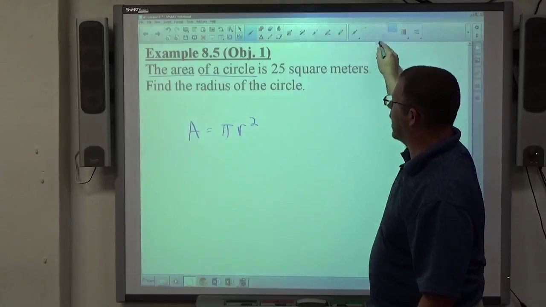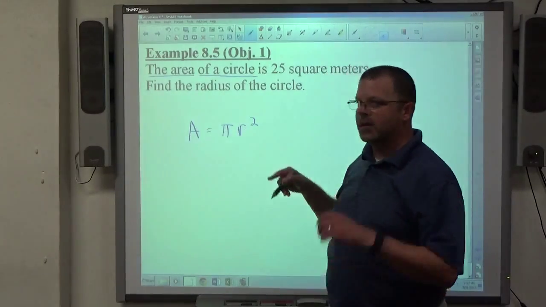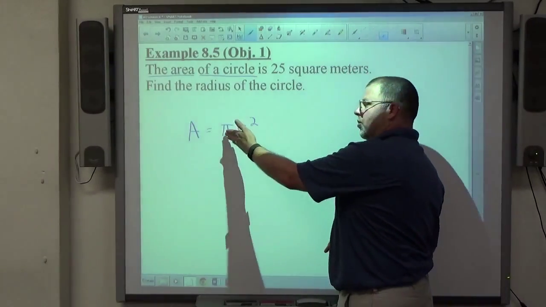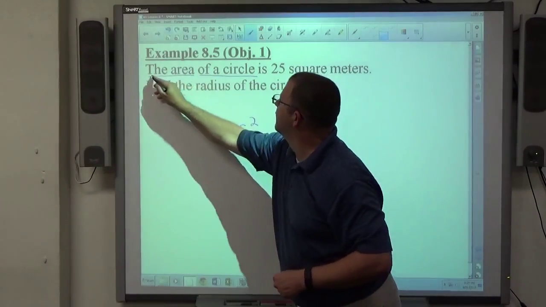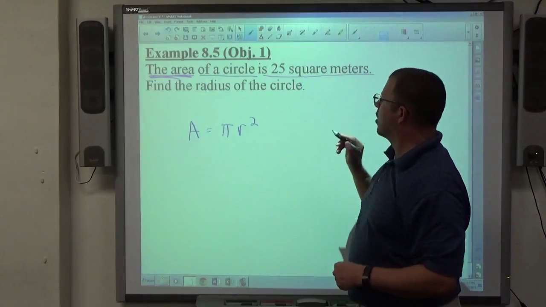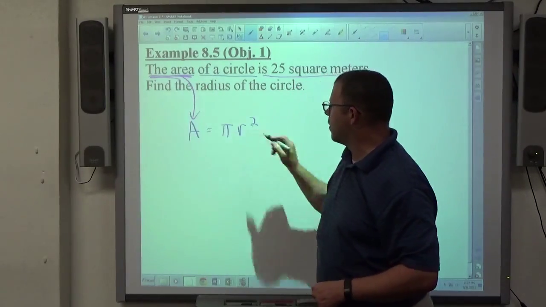There's two variables in that equation. There's the area and the radius. Typically, you get the radius, so you just have to evaluate pi r squared. But in this case, they tell us the area is 25 square meters. So they're telling me what the area is, not what the radius is.